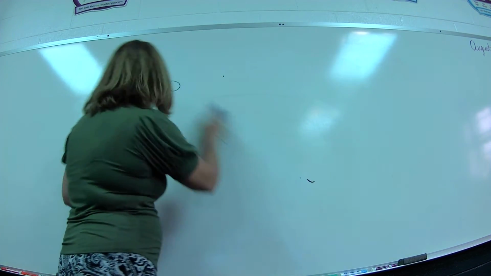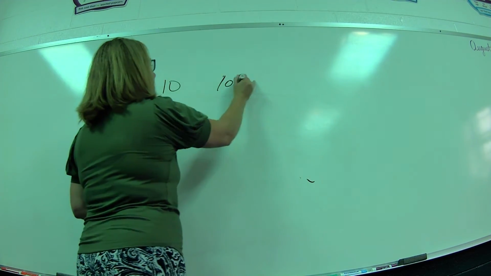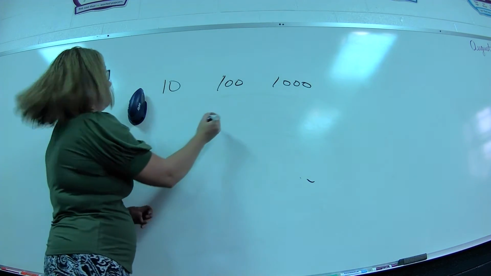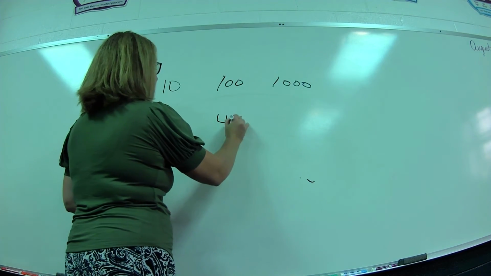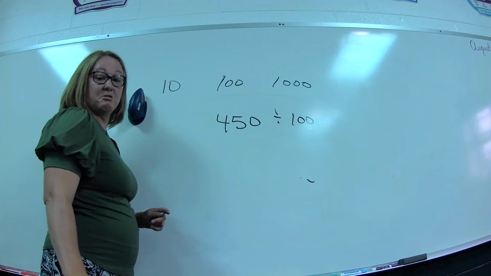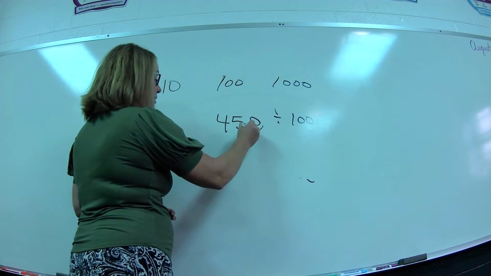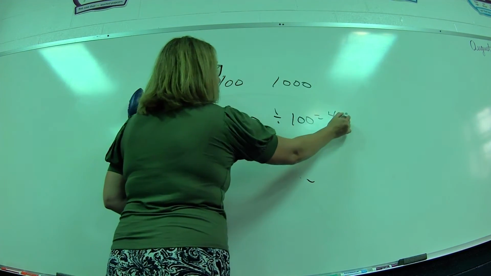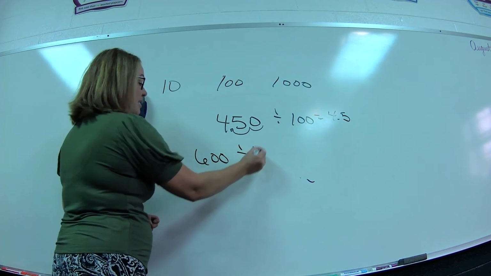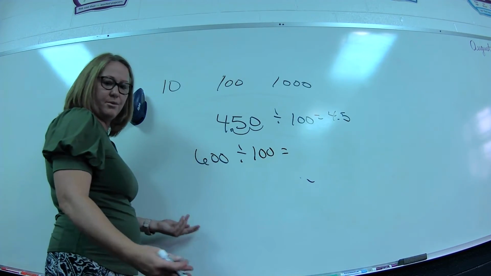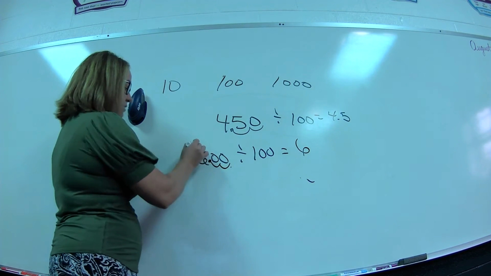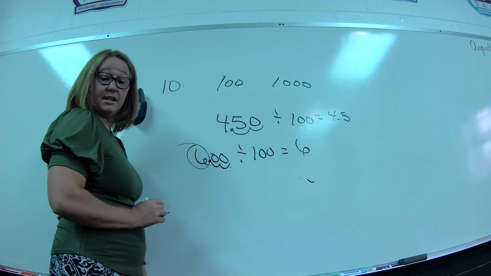All right. What if we, again, let's say we want to divide by 100 this time. So 450 divided by 100. 1, 2. 4.5. Okay, what if you had 600 divided by 100? Well, you say, well, that's just 6. Well, you're right. But look what we still do. There. That way we know we're right. It's a 6.